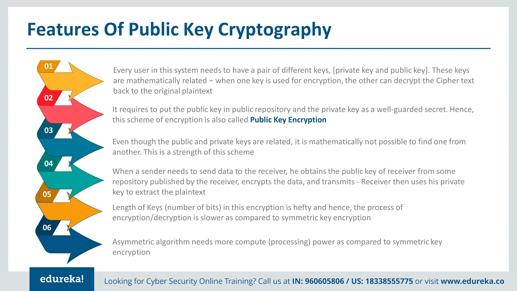The features of public key cryptography, the benefits of public key encryption. Every user in the system needs to have a pair of different keys. A pair is always two. One is a private key, and another one is a public key. These keys are mathematically related. When one key is used for encryption, the other key can decrypt the cipher text back to the original state. So any key can be used for encryption and the other key can be used for decryption.